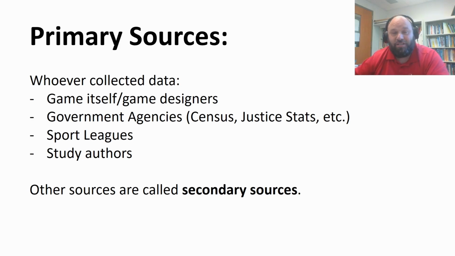Government agencies for some types of data are great primary sources. For example, the Census Bureau, Bureau of Justice Statistics, and so on. Sports leagues for things like the MLB data we saw, or NBA data, or NFL data. The NCAA for college level sports data, or if you're looking at a study, the authors of the study. Any other source that uses somebody else's data to say something, those are secondary sources regarding the data.